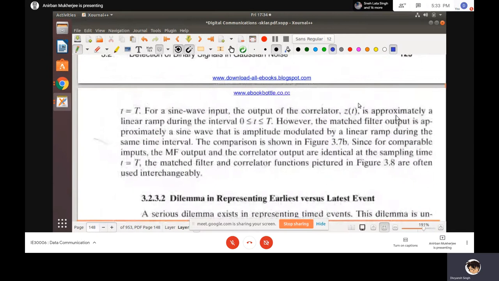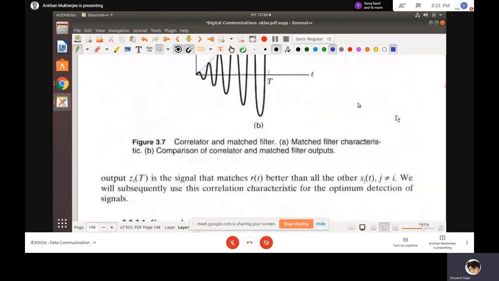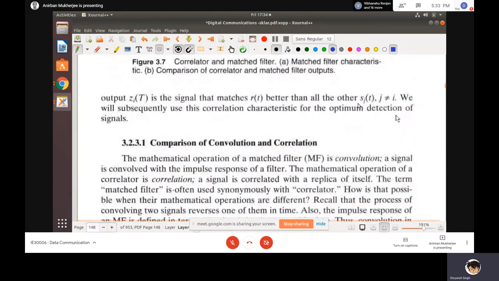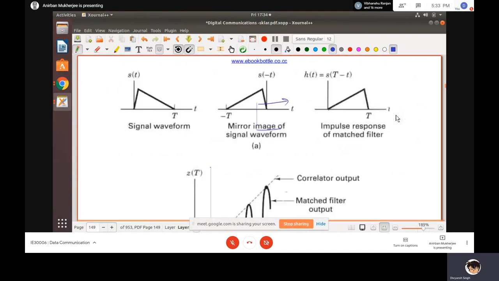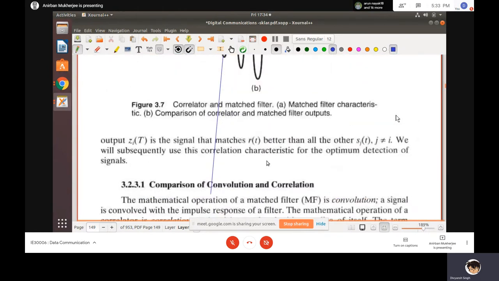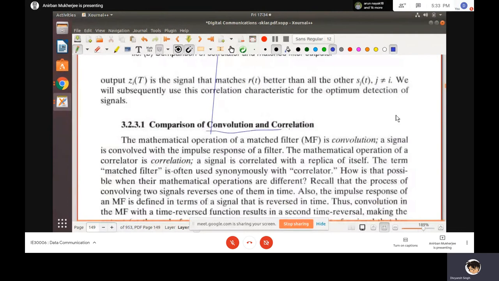This is the idea of the matched filter. Please read this portion, the comparison of convolution and correlation and all these things. Basically, matched filter means convolution with a filter which is itself flipped. In convolution you do one flipping, then you do all this operation. But as the filter is already flipped, if you do another flip, you get the original signal, and then you are doing a running sum. That means this is a correlation. So that's why they explain that.